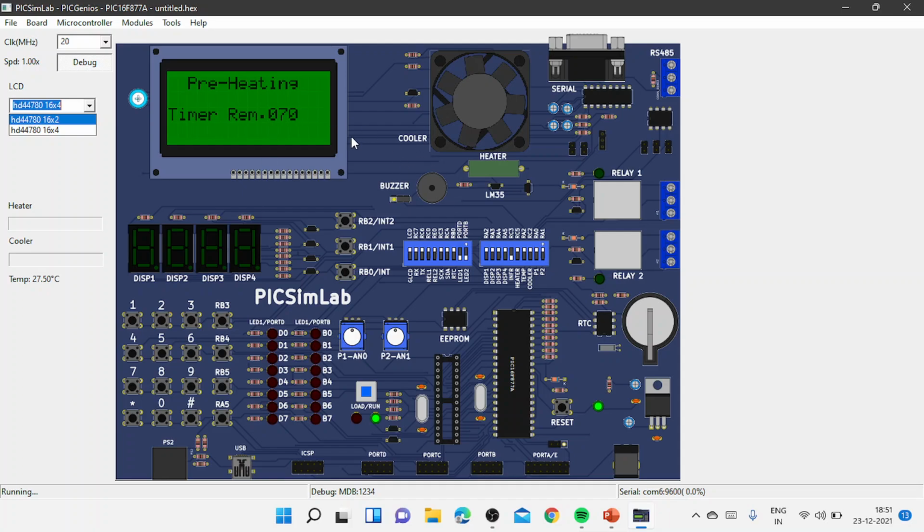We still have to wait 70 seconds more. And this is the RB3 switch, which is used to check whether the door of our microwave oven is open or closed. Whenever we click this, it will show that the door is open, and whenever we click it again, the door will close. This will give the indication. Let me show after this time is ended.